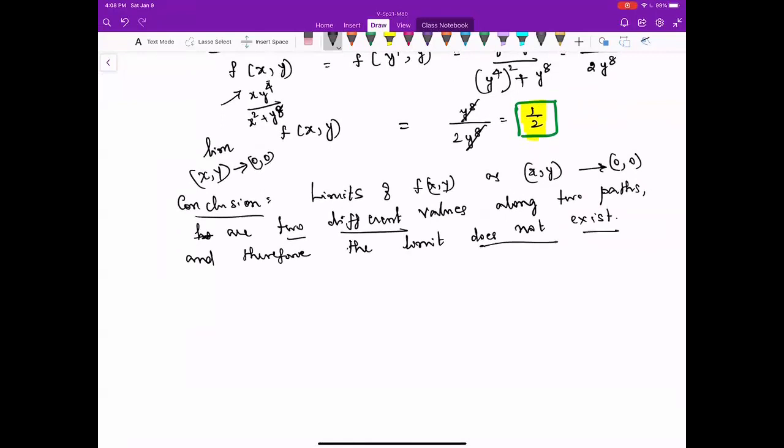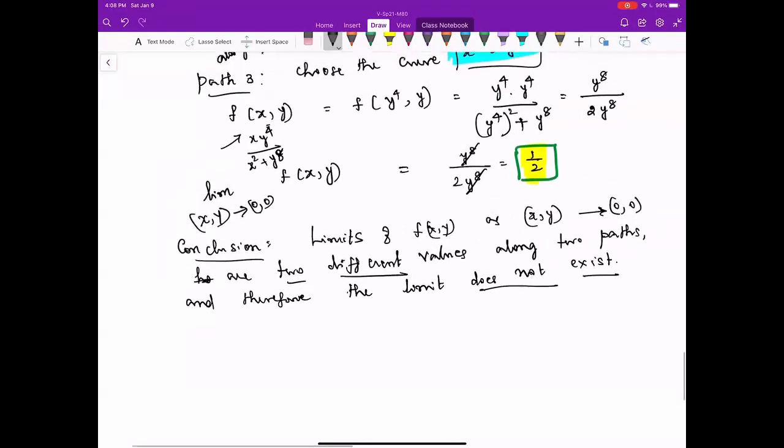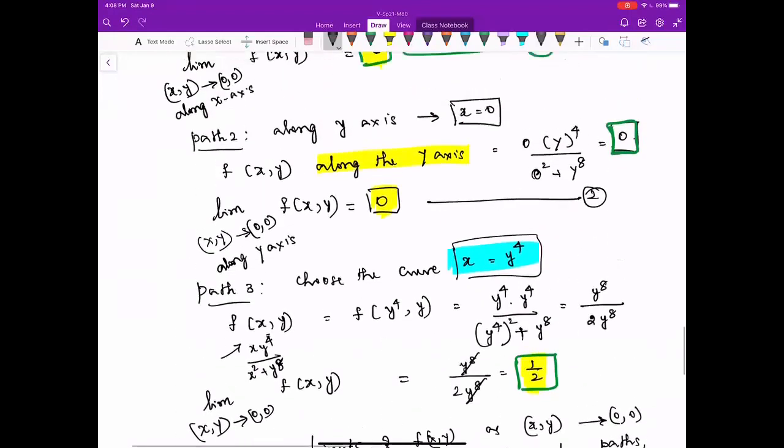So what are the two paths in this particular problem? Either you can say the y-axis and the curve x equal to y to the power 4, or you can say the x-axis and the curve x equal to y to the power 4. There are two paths that give two different limits.